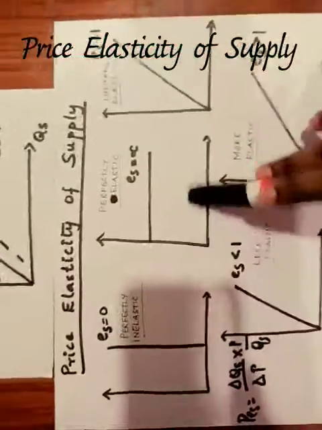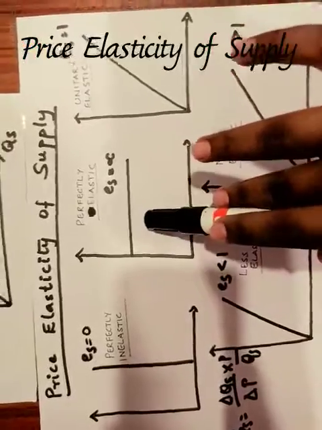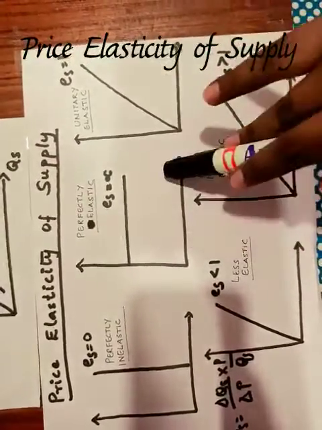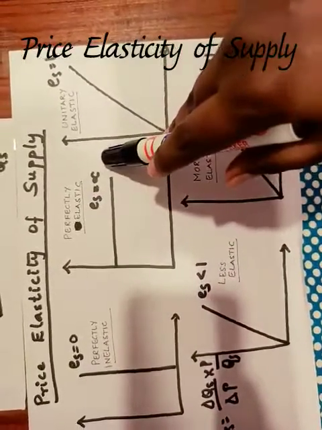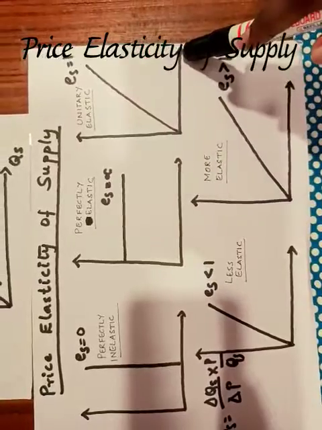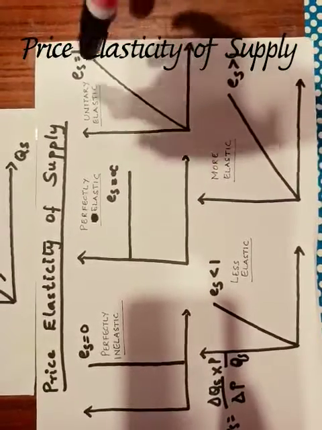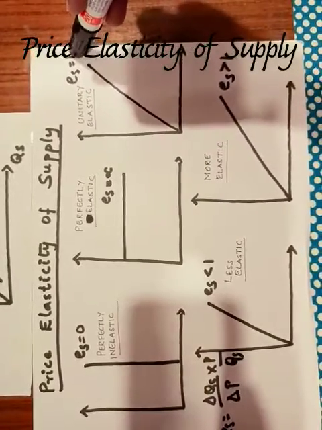But coming to here, it is a perfectly elastic supply curve. Whatever be the change in price, producers are just waiting to change their quantity supplied. So that is ES is equal to infinity. And you have unitary elastic, whatever be the change in price, the same change will be happening in the quantity supplied also. That is unitary elastic, ES is equal to 1.